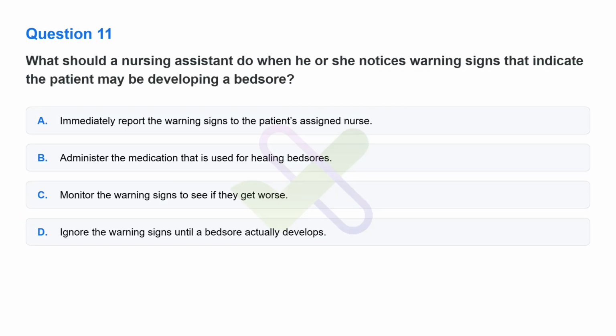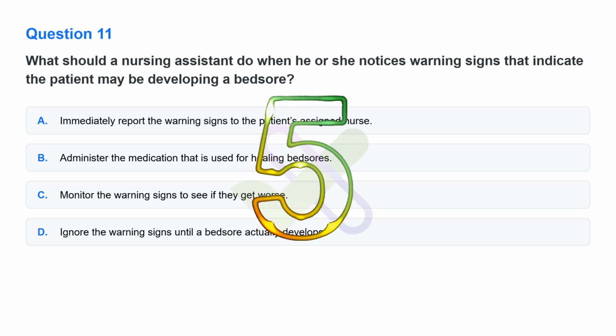What should a nursing assistant do when he or she notices warning signs that indicate the patient may be developing a bedsore? A. Immediately report the warning signs to the patient's assigned nurse. B. Administer the medication that is used for healing bedsores. C. Monitor the warning signs to see if they get worse. D. Ignore the warning signs until a bedsore actually develops.